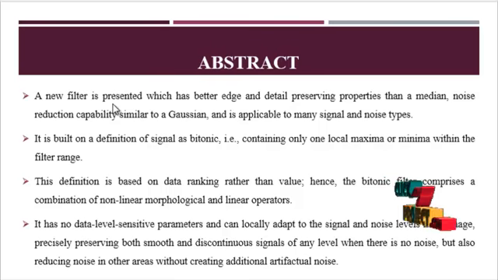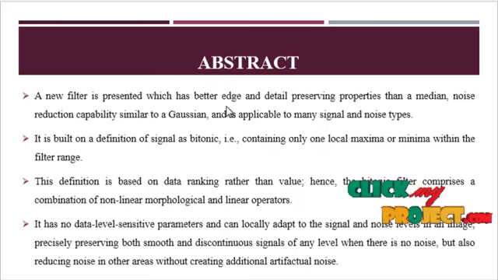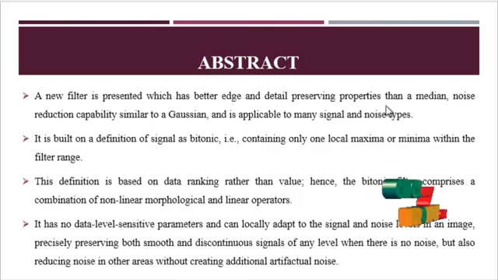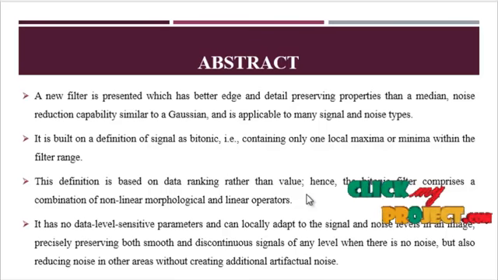Abstract: a new filter is presented which has better edge and detail preserving properties than the median and noise reducing capability similar to a Gaussian, and it is applicable to many signal and noise types. It is built on the definition of a signal as bitonic, containing only one local minimum or maximum within the filter range. This definition is based on the data ranking rather than the value. Hence, the bitonic filter comprises a combination of nonlinear, morphological and linear operators.